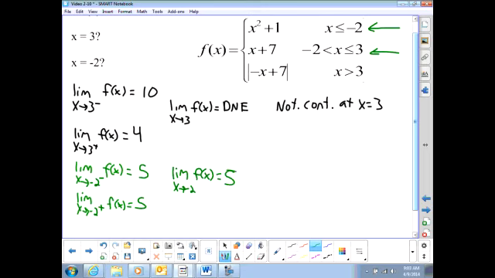So that's good. Now we need to see what f of negative 2 is. If that is also equal to 5, it'll be continuous. If it's not equal to 5, we will not be continuous. Well, negative 2 is in the top function, because that's where we would be equal to negative 2. And we already know when we plug that in, we get 5. The limit is equal to the actual value at negative 2, so we can say that it is continuous at x equals negative 2.